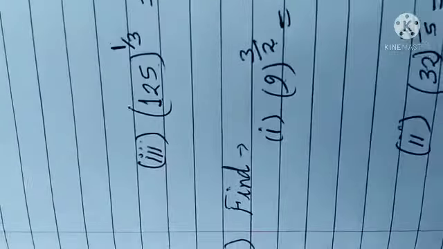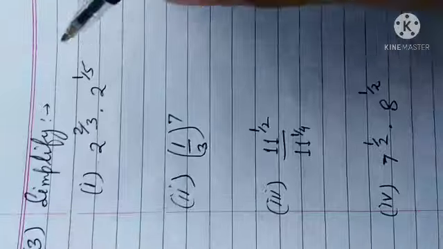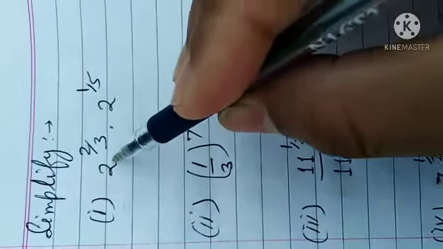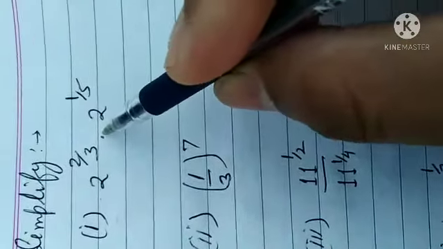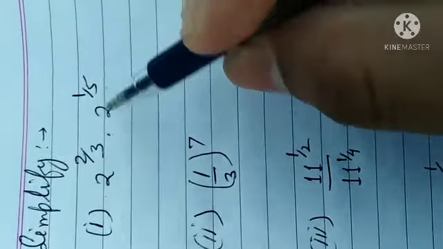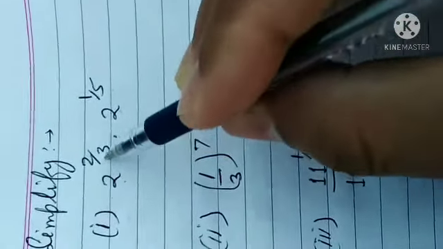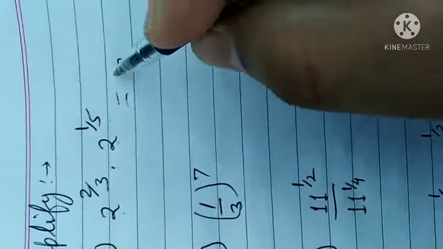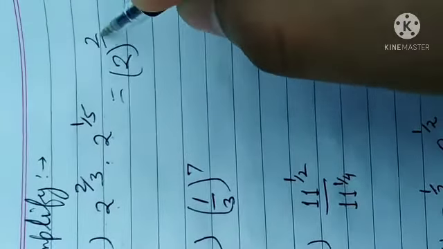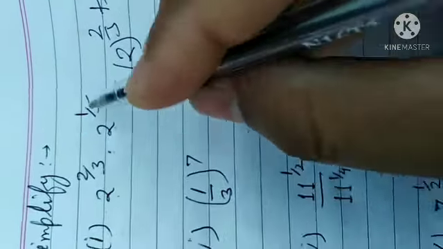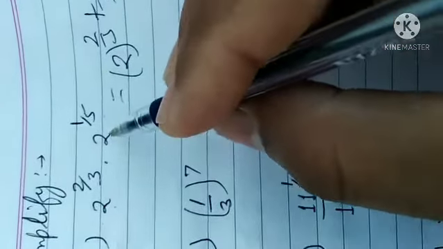Now after that, question number third, simplify. Here the first part is 2 to the power 2 upon 3, and this is the multiplication sign, dot means multiply, and 2 to the power 1 upon 5. So if the bases are the same, then you have to add the powers according to the law. So 2 power 2 upon 3 plus 1 upon 5, because if bases are same and powers are different, in case of multiplication we have to add the powers.